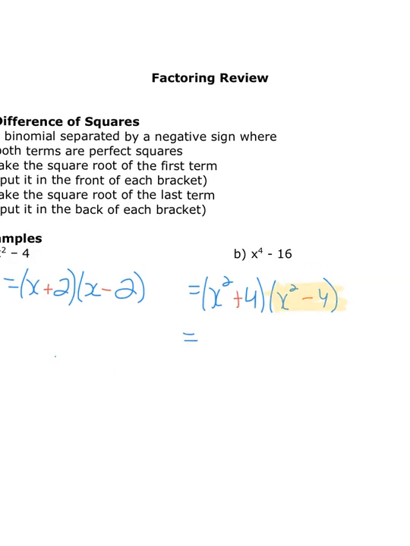So now I'm going to factor the second bracket, which I've highlighted in yellow, and I get x plus 2, x minus 2. And again, you can expand all these terms to get back x to the 4 minus 16.